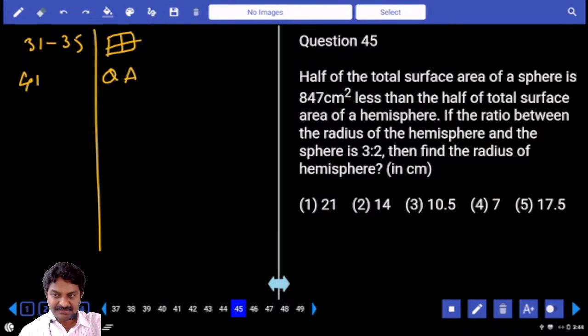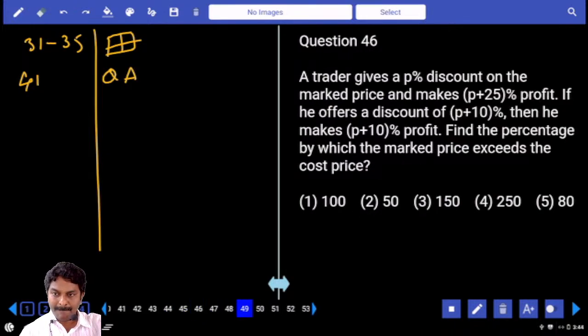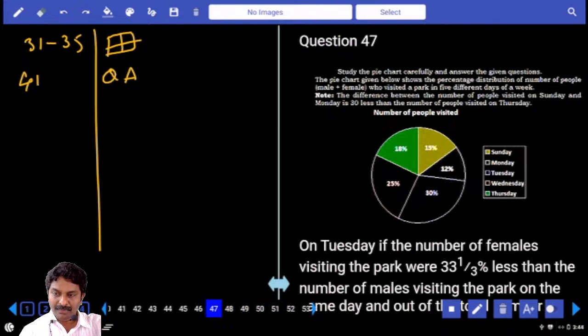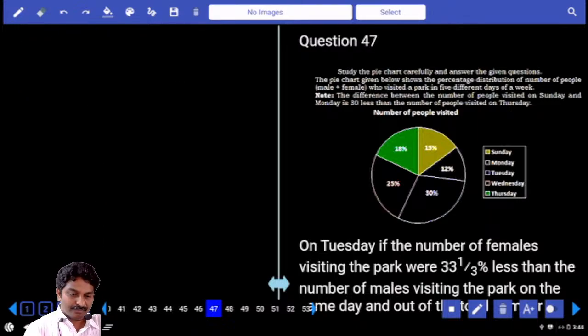quant questions. Right, from 47 onwards. Shall we start this?